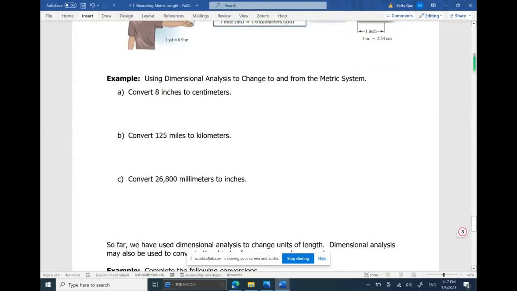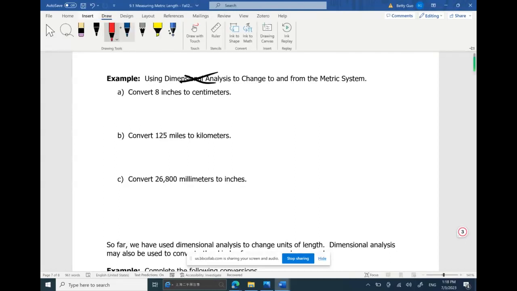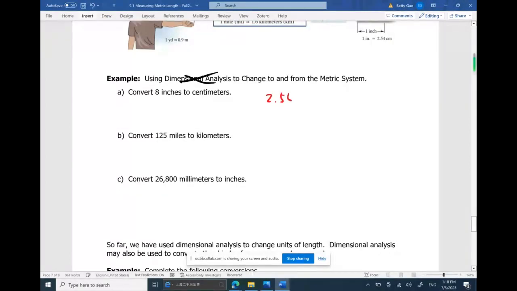Okay, next question. Do not use this method. Oh, this one is from the English system to the metric system. We are going to convert 8 inches to centimeters. I remember we have 2.54 centimeters in 1 inch.